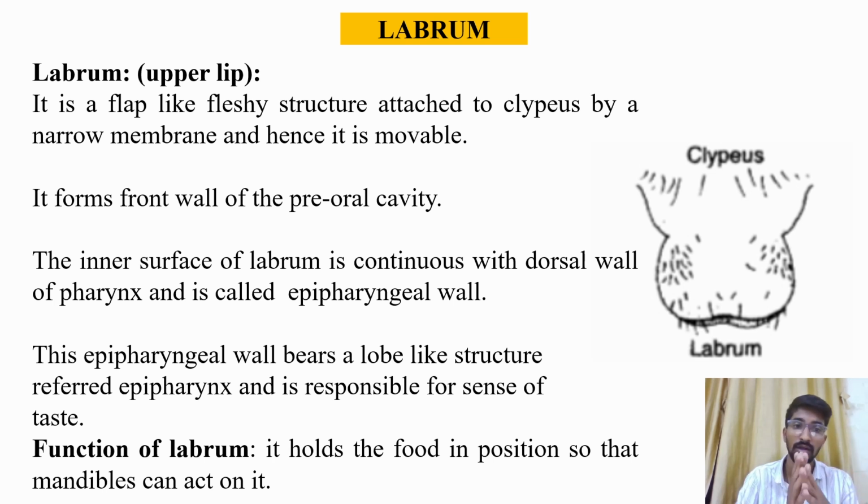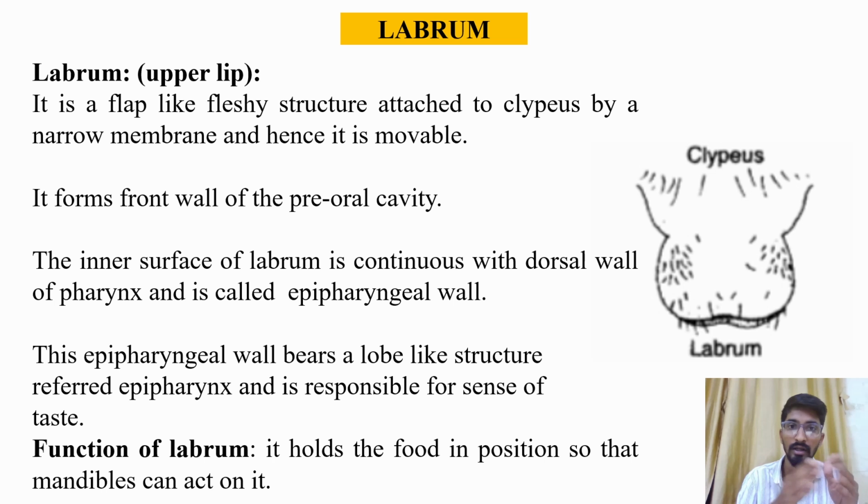So it forms the front wall of the preoral cavity, and the inner surface of the labrum is continuous with the dorsal wall of the pharynx. So it is called epipharyngeal wall, as it lies above. This epipharyngeal wall bears a lobe-like structure, which is referred to as epipharynx, and is responsible for identifying the taste of the food.